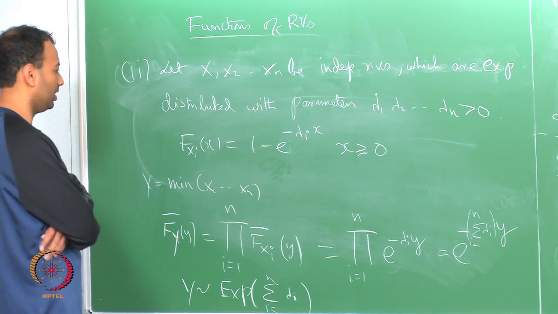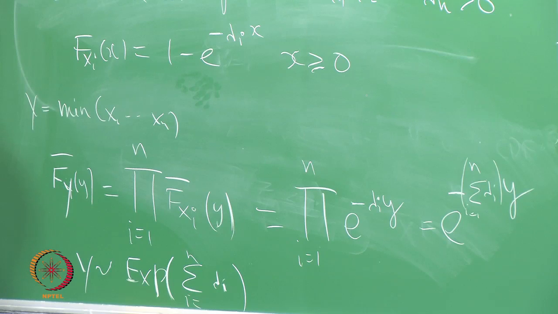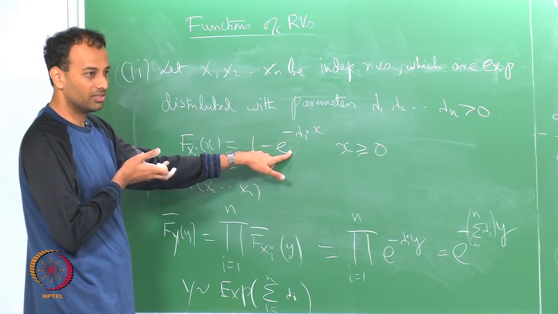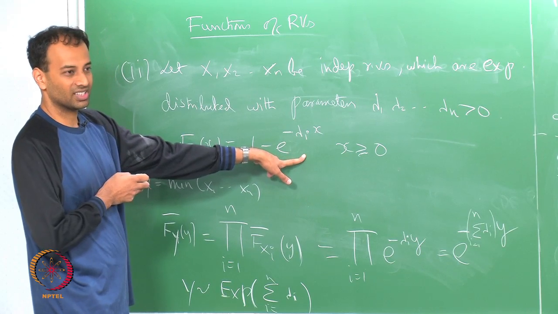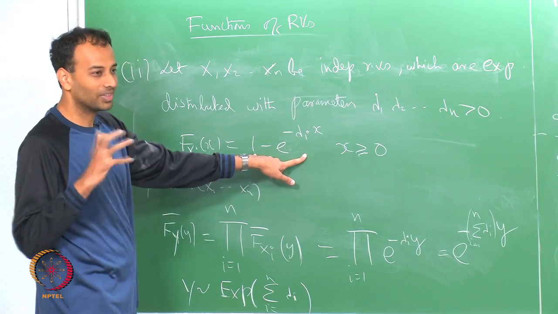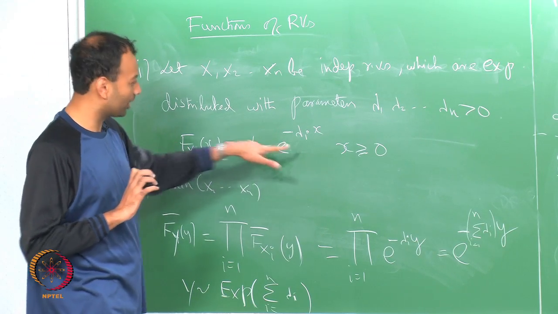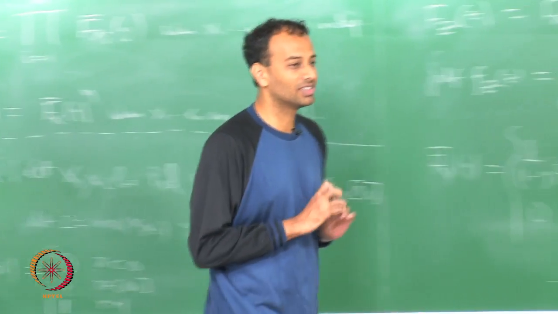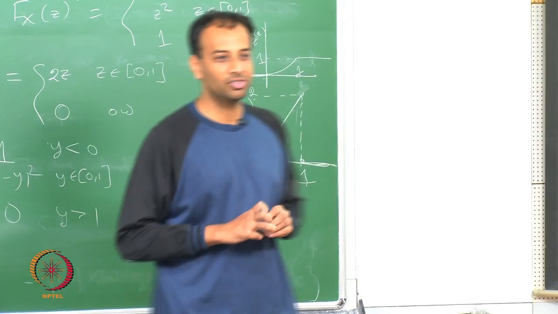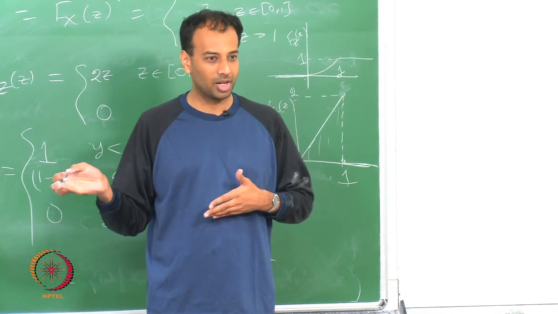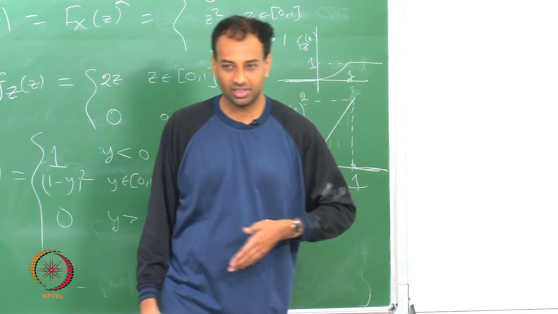You can also compute the distribution of the maximum. What would you do? You will just multiply not the complementary CDF, the CDFs themselves. You will multiply all these guys, but you will not get anything nice. You will get some distribution. You will get the product of all these guys, right. So, the maximum will be some distribution. The minimum is an exponential. So, the minimum of independent exponentials is always an exponential, and the parameter is the sum of the parameters of the individual ones.